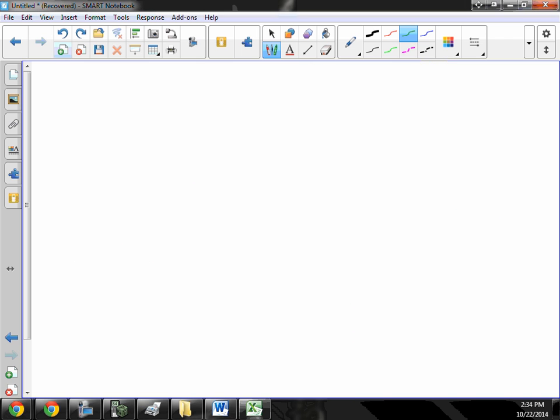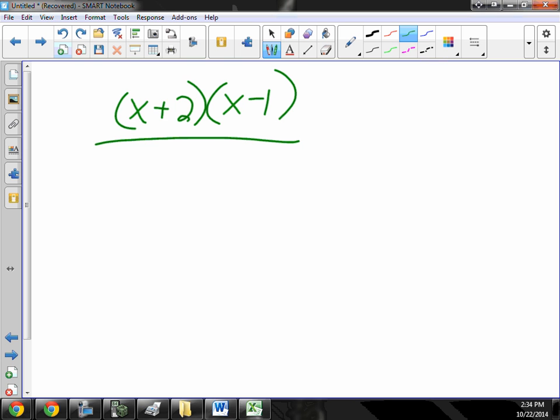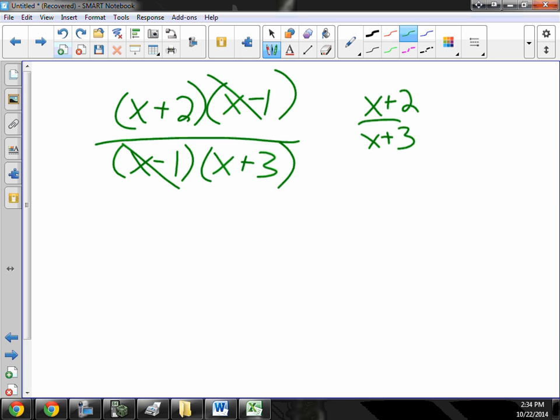So if I had x plus 2 times x minus 1 over x minus 1 and x plus 3, let's go through all of the rules. My graph is going to look like x plus 2 over x plus 3, but it has a hole at 1 and a vertical asymptote at -3.